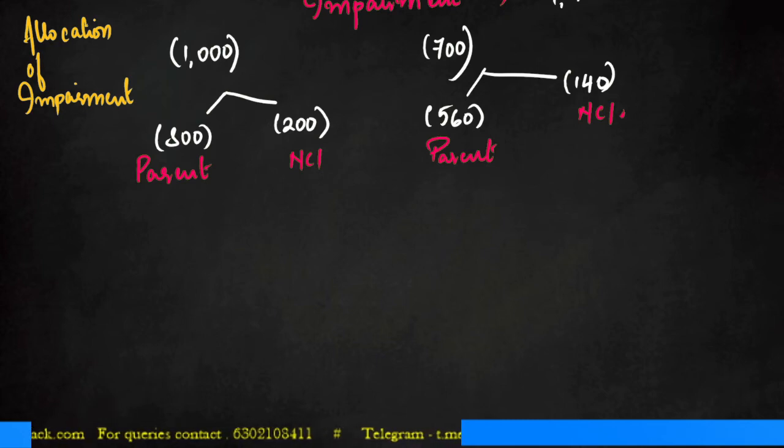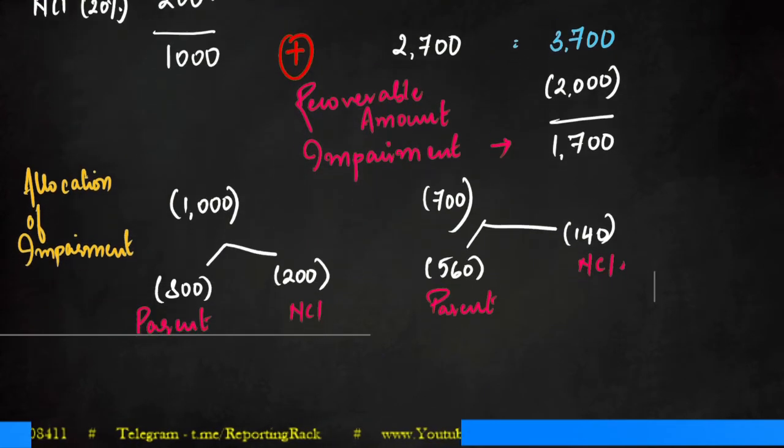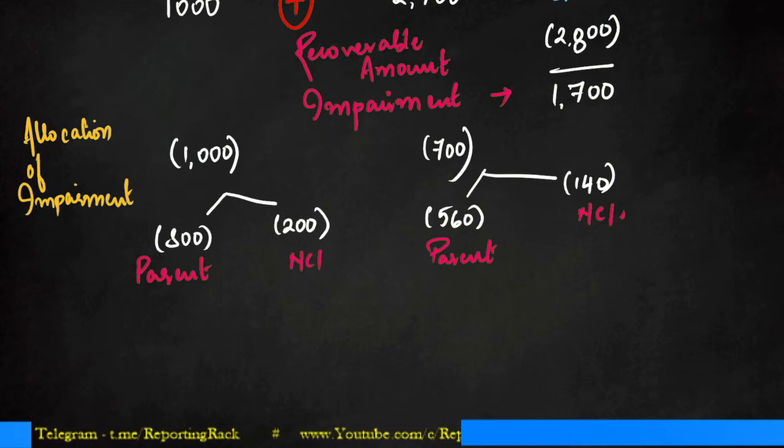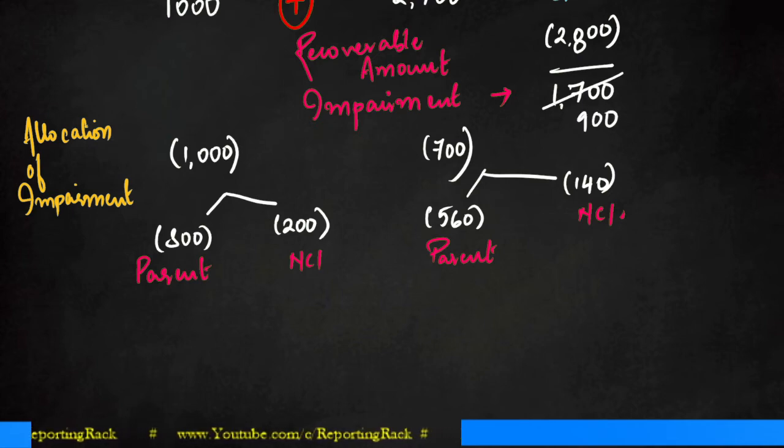If the recoverable amount is not 2000, in part B he said to consider the recoverable amount to be 2800. Then how will your answer change? Instead of taking recoverable amount as 2000, take it as 2800. My impairment instead of 1700 will become only 900. How will you allocate 900? I'll allocate it directly to my goodwill, 900.